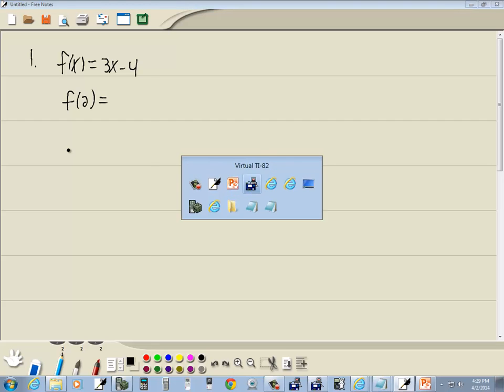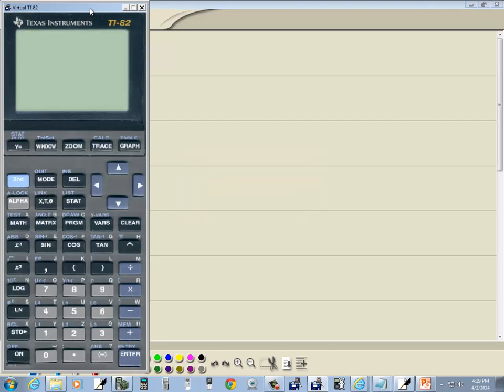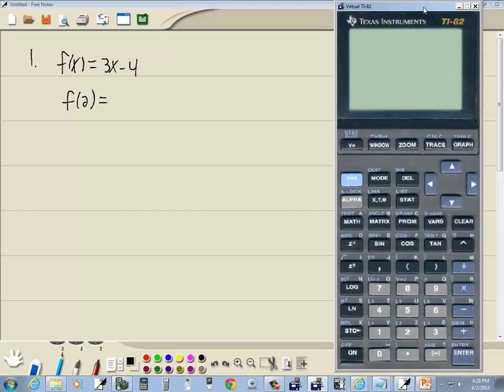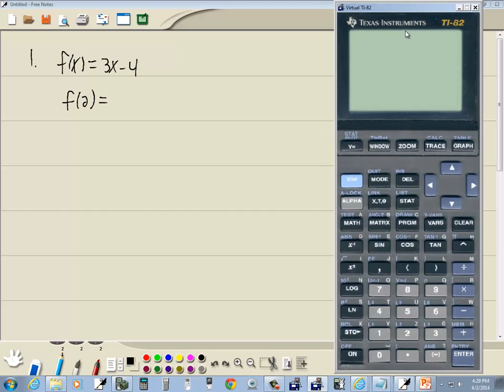Now this method has its benefits over the table method. Table method doesn't allow you to get the exact values. You just got decimal approximations. Well, first off, we're going to evaluate f of 2. So we're going to take our 2, and we want to store it.